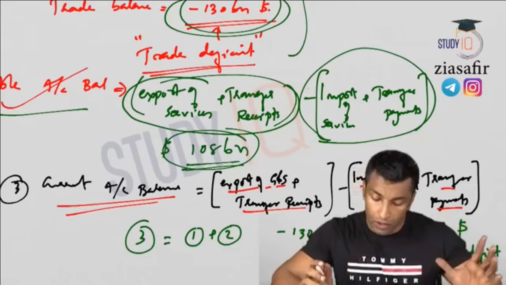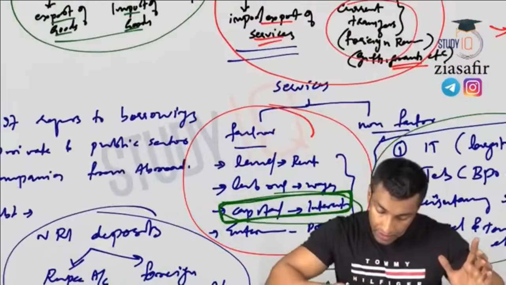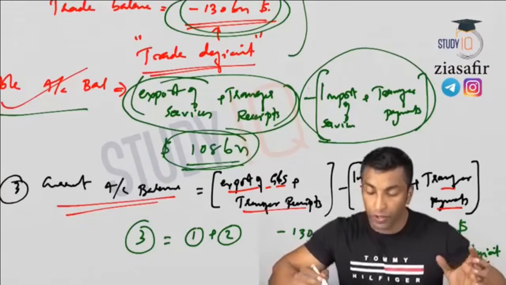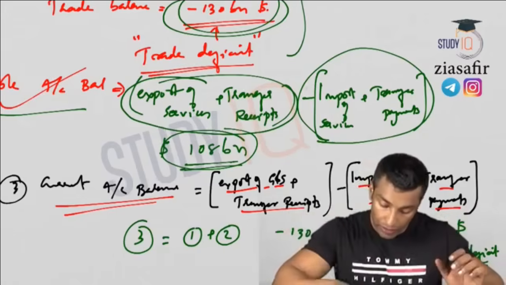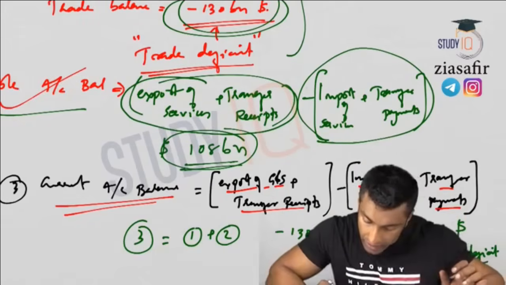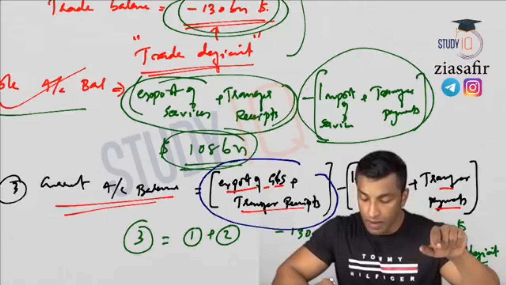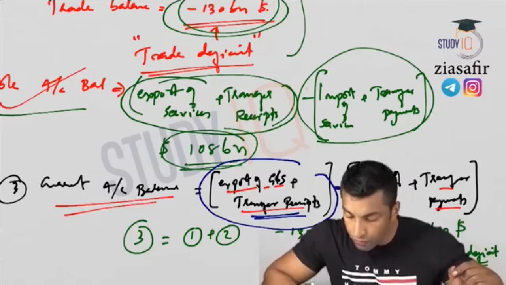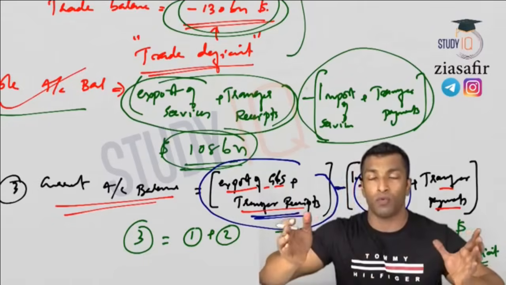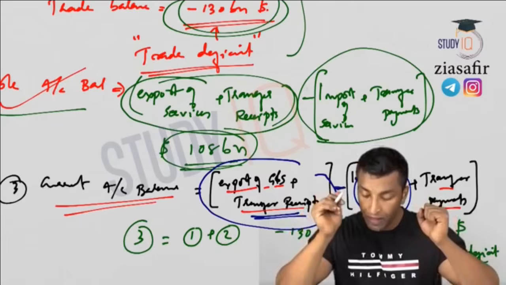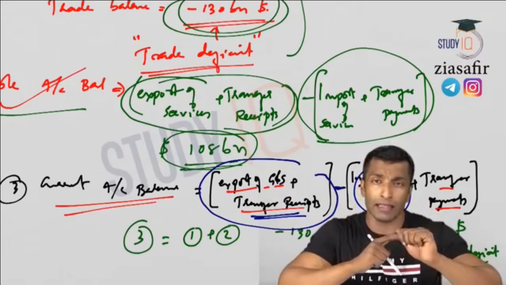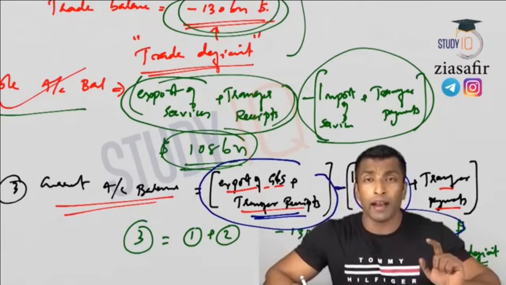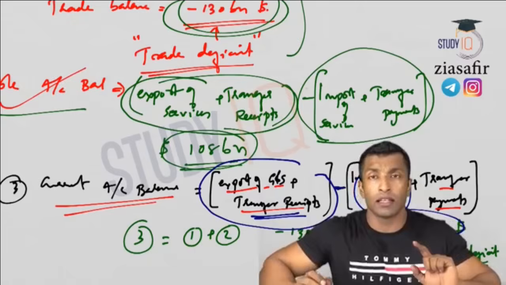What about current account balance? Current account is comprised of both the trade account as well as the invisible account. So what we need to do is add both. You can see here, export of goods and services plus transfer receipts, these are inflow, minus import of goods and services plus transfer payments, these are outflow. When you take the difference, you will get the current account balance, and it should be positive, but in India's case it is actually negative. And I have told you if it is negative, we also call it current account deficit.